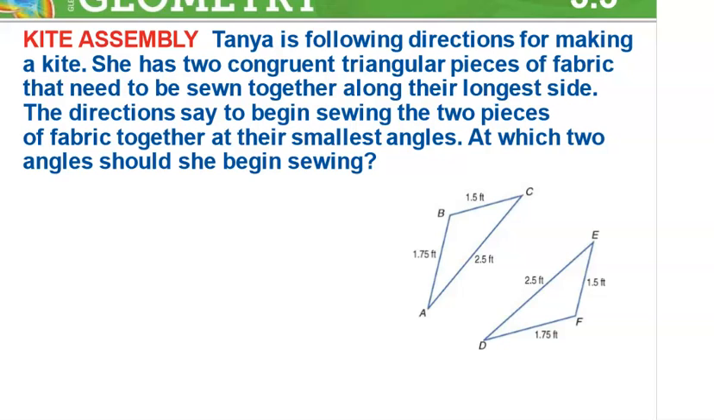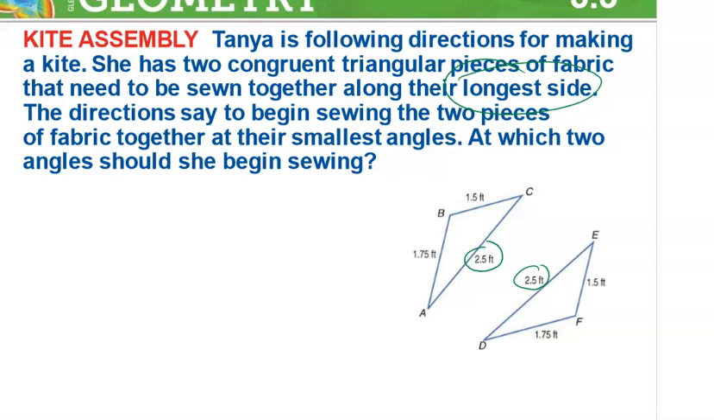All right, Tonia's following kite directions. She needs to make a congruent triangle with the triangle pieces. The directions say to begin sewing the two pieces of fabric together at their smallest angle. But you also have to pay attention that you're going to sew together the longest side. So if I look at triangle ABC, then this is the longest side and this is the longest side.